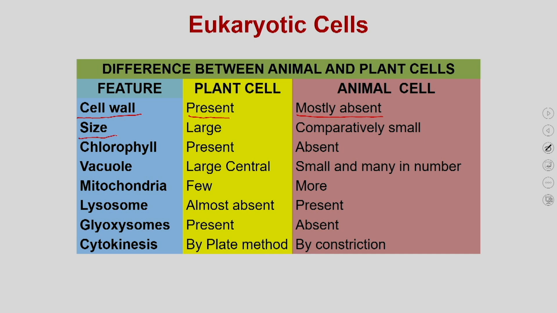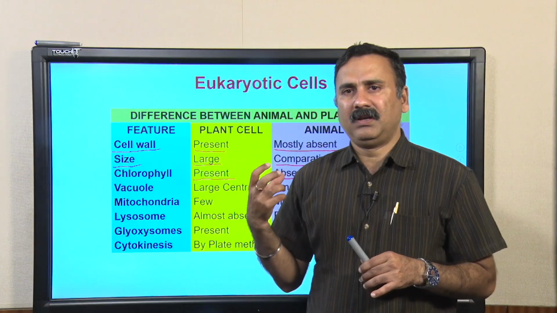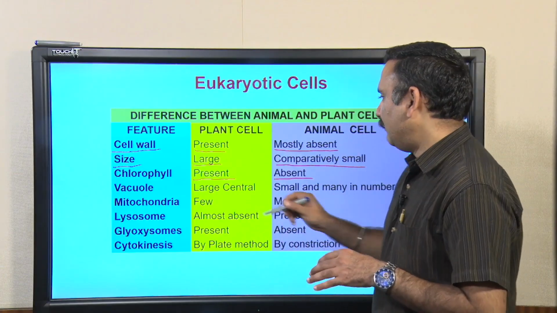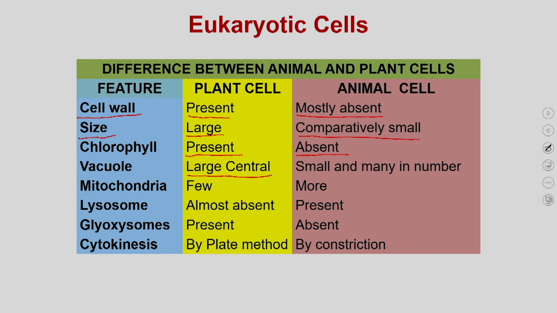Mostly the plant cells are very large. You might have seen the large leaves and the cells present in the leaves. Similarly, compared to the plant cell, the animal cells are relatively smaller. As I discussed in the previous slide, chlorophyll is present in the plant cells, whereas it is absent in the animal cell. Vacuoles are the spaces present in the eukaryotic cell, and they are very large in the plant cell, whereas in the animal cell they are very small, and their number is also small.